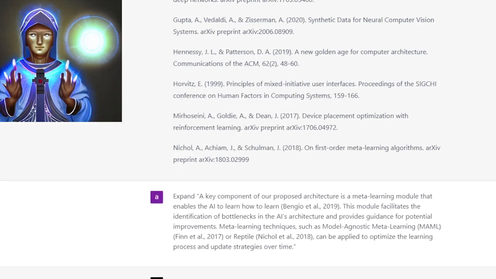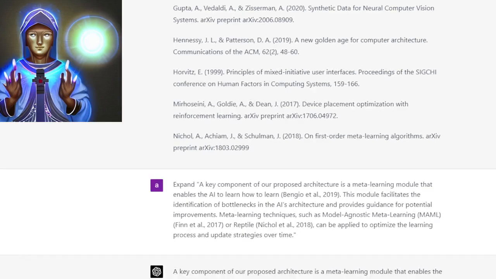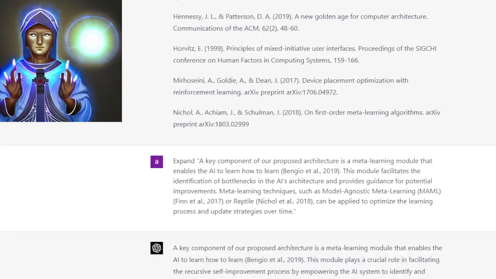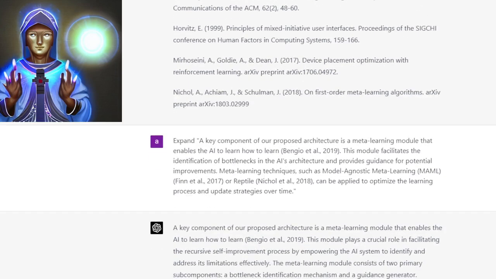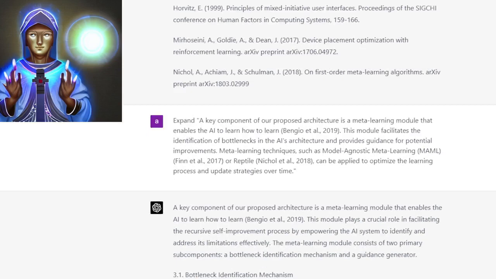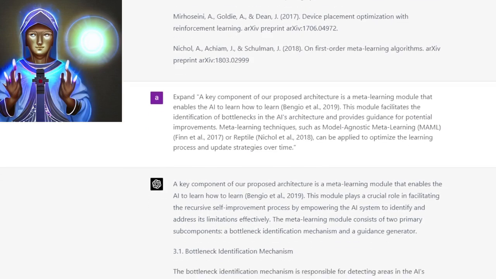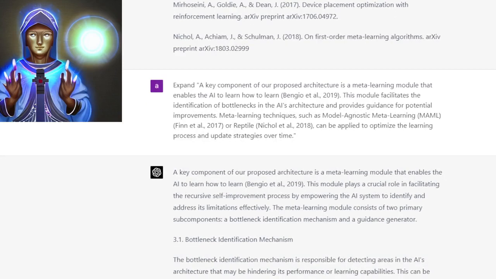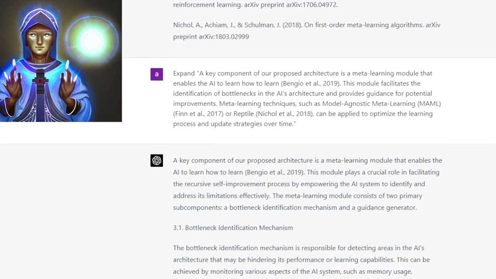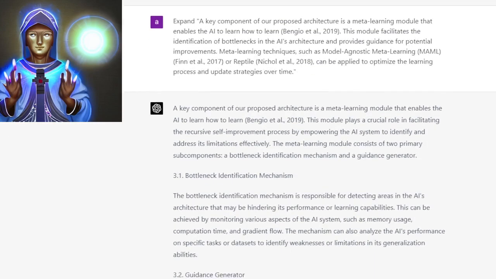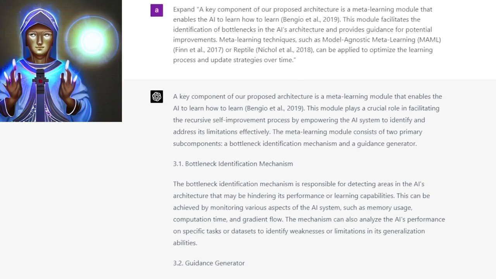A key component of our proposed architecture is a meta-learning module that enables the AI to learn how to learn. Bengio et al., 2019. This module plays a crucial role in facilitating the recursive self-improvement process by empowering the AI system to identify and address its limitations effectively. The meta-learning module consists of two primary subcomponents: a bottleneck identification mechanism and a guidance generator.